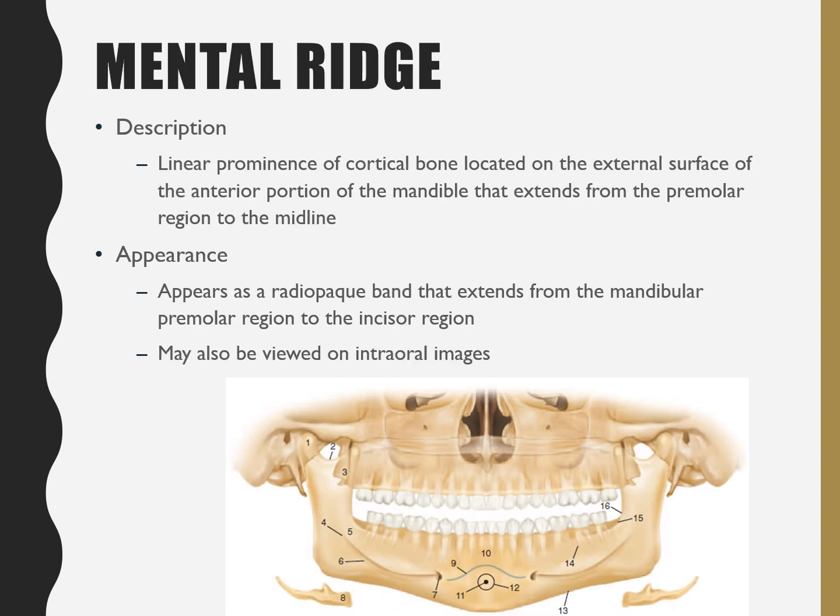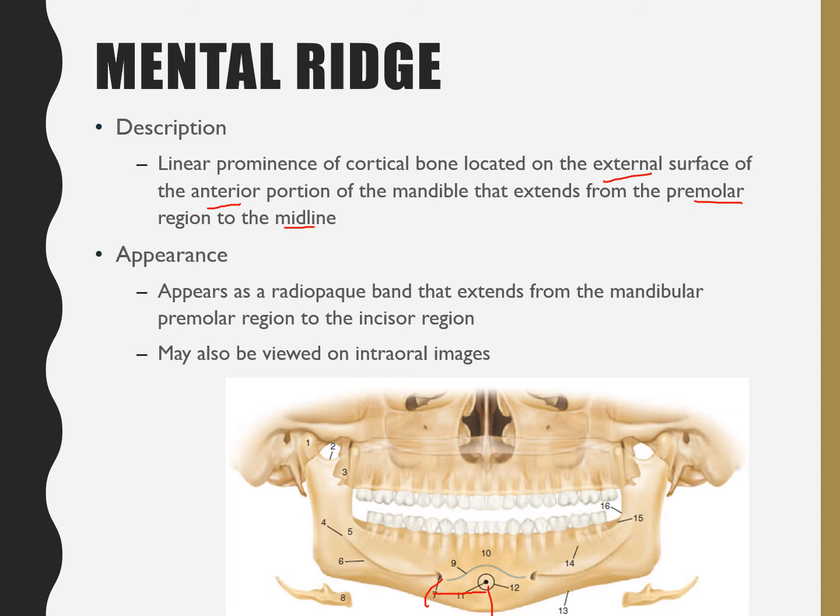The mental ridge we talked about in our intraoral anatomy. It is a linear prominence of cortical bone located on the external surface of the anterior portion of the mandible that extends from the premolar region to the midline. It is the beginning of the chin, so it starts here and comes all the way up to the chin. This ridge is number 9 right here, so it's actually higher than where I drew it. That number 9 is the bony part of your chin, and it starts in the premolar region and comes all the way up to the midline.